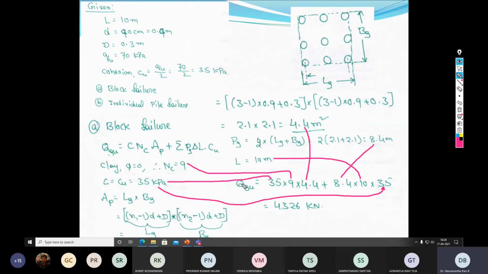So what we get, the pile capacity when it is acting as a block, is 4326 kilonewton. So this is step 1. Just note down.